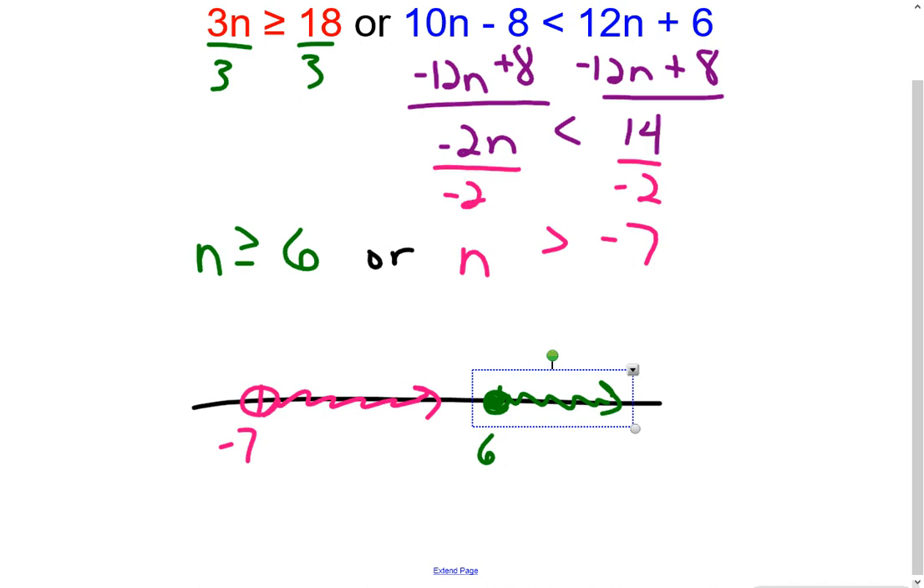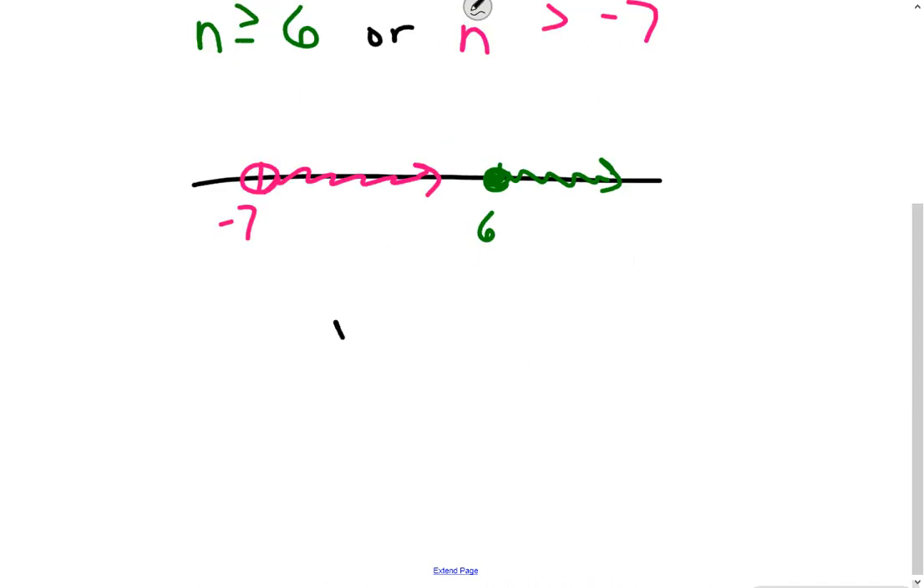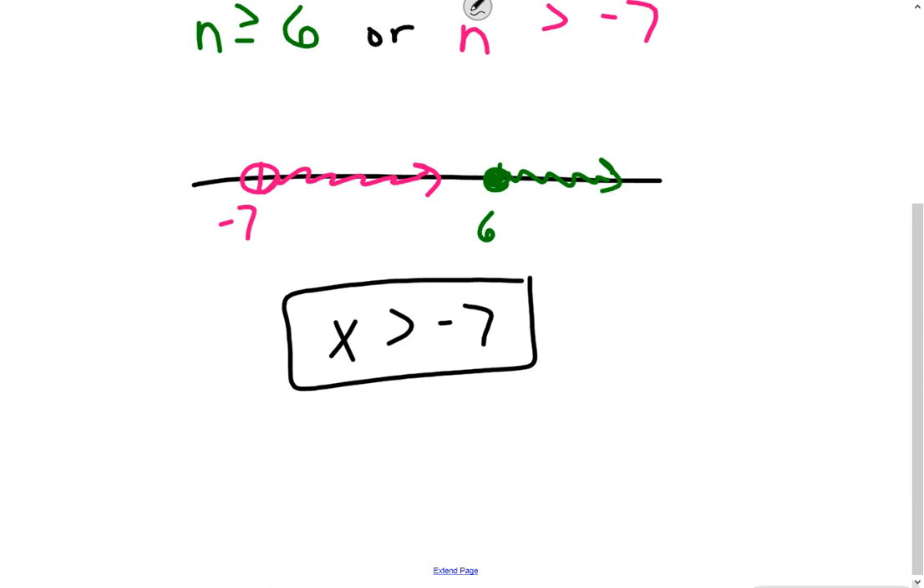Numbers greater than -7 will incorporate all the numbers that are greater than 6. So when we're done, our solution, all we have to write is x is greater than -7. A lot of times when we think about compound inequalities, we always think there's going to be those two parts. Well, in this case, there's only the one. x is greater than -7.